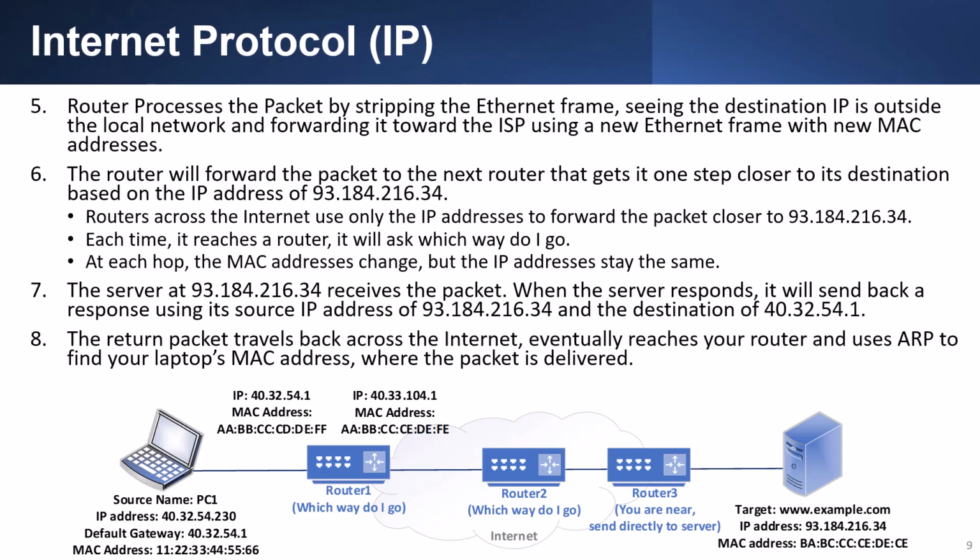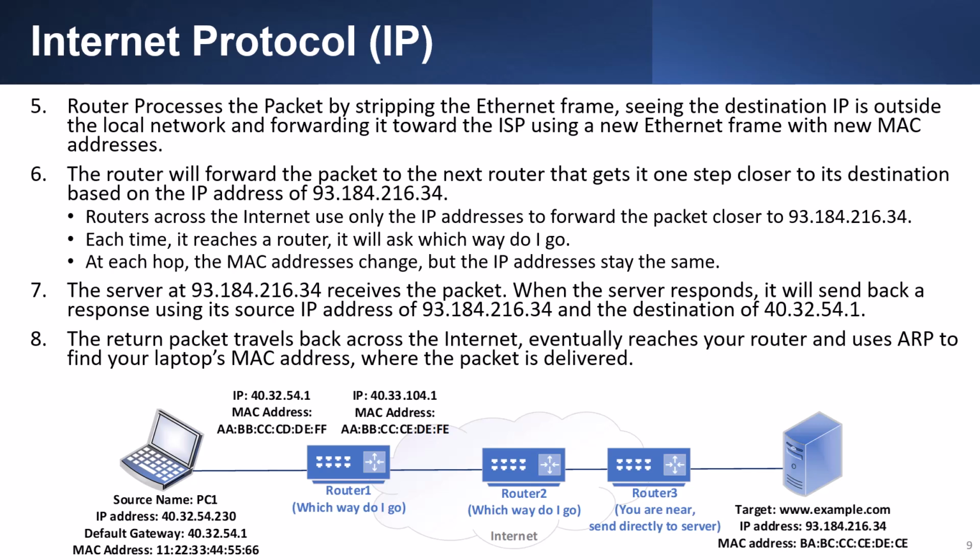Step 5. The router processes the packet by stripping the Ethernet frame, seeing the destination IP is outside of the local network, and forwarding it toward the ISP using a new Ethernet frame with a new MAC address. Step 6. The router will forward the packet to the next router that gets it one step closer to its destination, based on the IP address of 93.184.216.34. Routers across the internet use only the IP address to forward the packet closer to its destination.